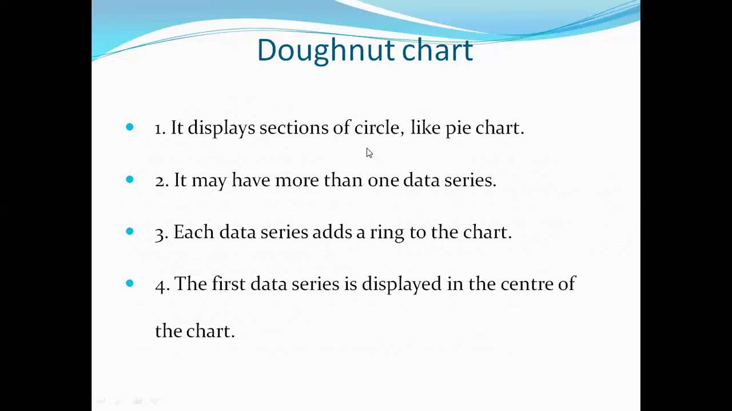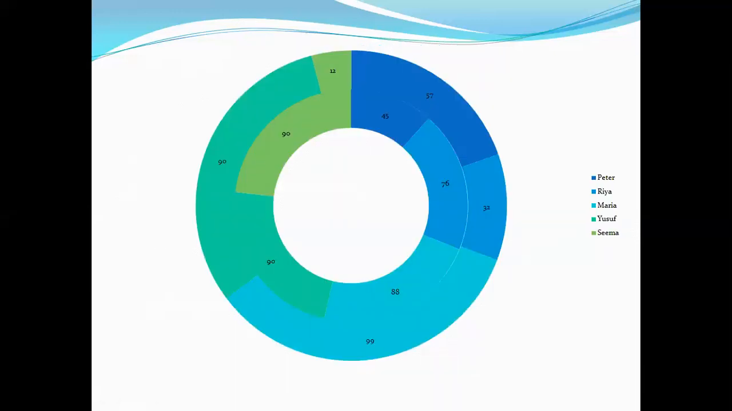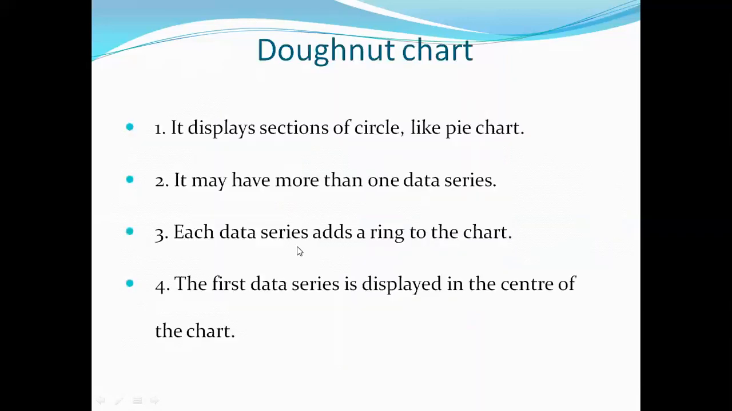Now a donut chart is also similar to a pie chart, but it has some additional features. It displays sections of circles like a pie chart. So like a pie chart, it is also in a circle form. So this is a donut chart which you can see, and you can see the shape, it is like a donut which we eat. Okay, so it may have more than one data series. Now again, this is a differentiation point between pie chart and donut chart: a donut chart may have more than one data series while a pie chart has only one data series.